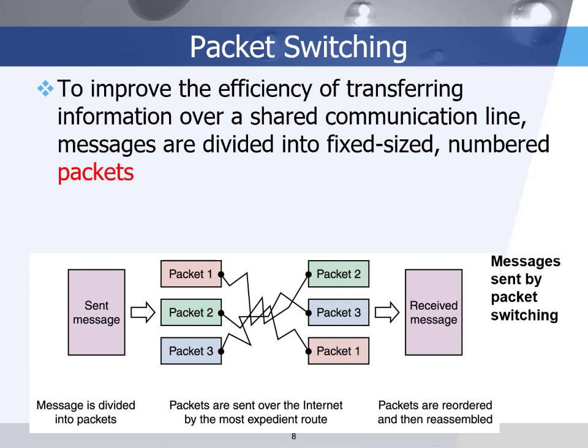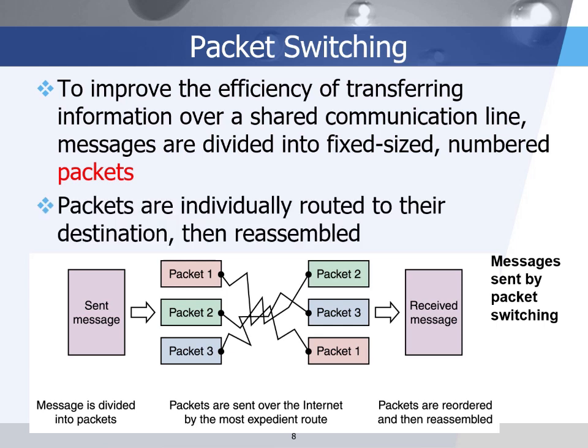At the receiver side, the message may come in a different order, so the receiver will have to reorder the packets and reassemble the message. So the packets are individually routed to their destination and then reassembled. The reason is that we don't want to send out a large message, so we can just split the message into small pieces, and then you can send out the packets in parallel, and the packets could choose the most available route to send to the destination.